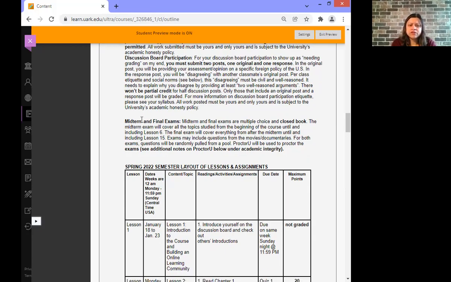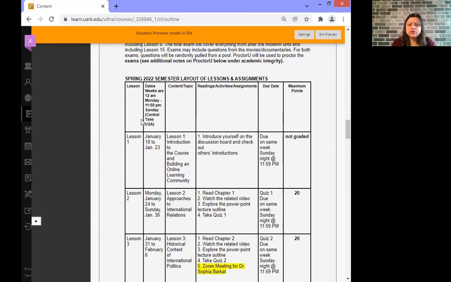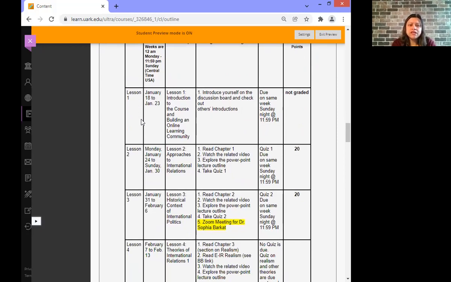So look a little bit at the spring 2022 semester layouts of lessons and assignments, okay? So all weekly lessons will be available to you on the Monday morning of that week at 9 a.m. And they will close at the end of the week on Sunday at like 11:55 or 59, depending on how it's set up. Look at the list of things you're required to do, okay? So make sure you do them.